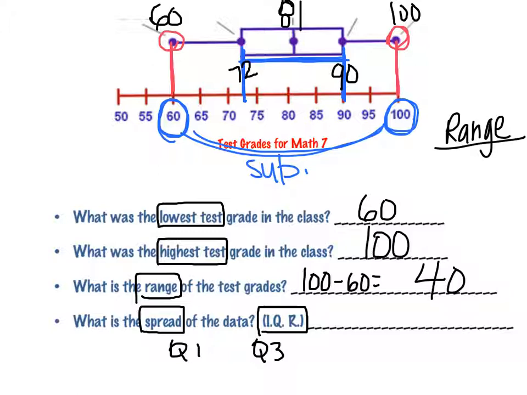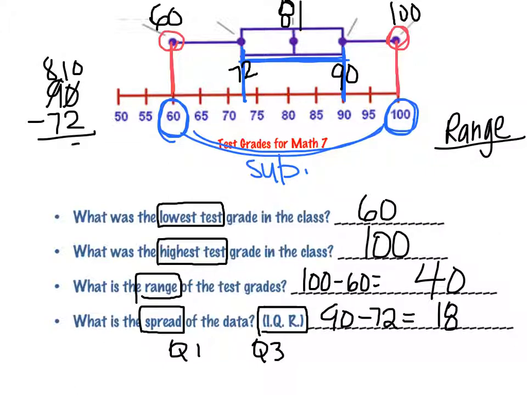If I subtract these, 90 minus 72, that should be 18, but let's double check it. 90 minus 72. Got 18. Okay. The inner quartile range, or the spread of the data, is 18 points.